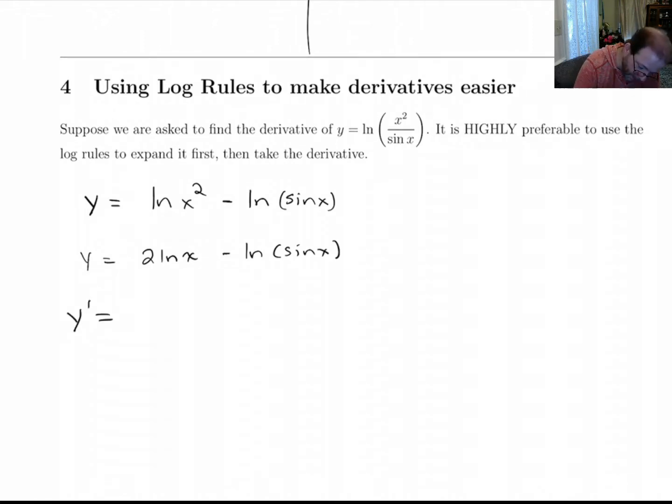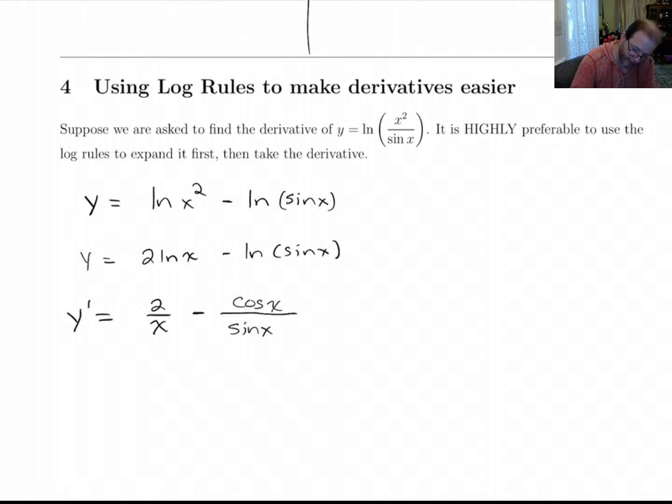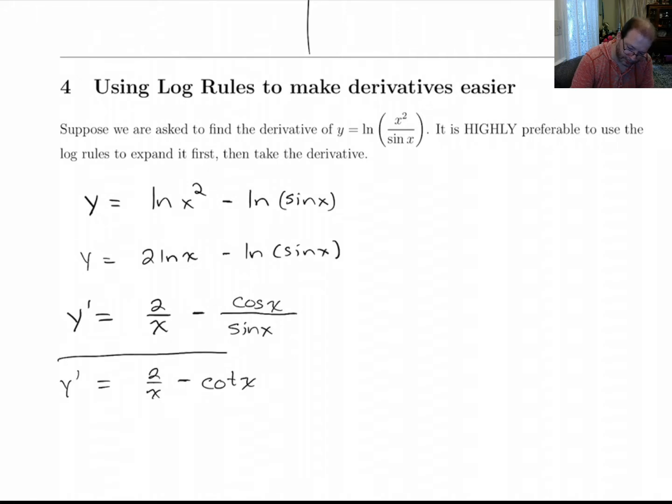y prime, the derivative of 2 natural log x is going to be 2 times 1 over x, or just 2 over x. Derivative of natural log of sine: the sine goes on the bottom, the derivative of sine goes on the top. And so we get y prime is 2 over x minus cosine over sine, which is cotangent. So in just a few steps, we're able to get that.